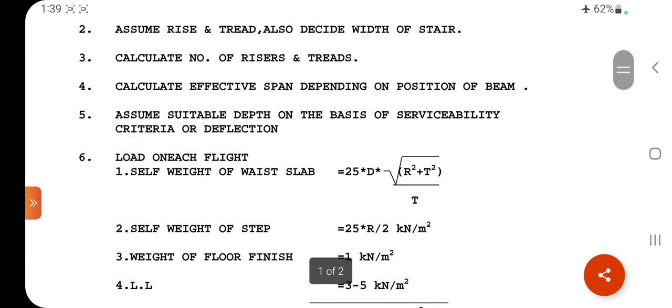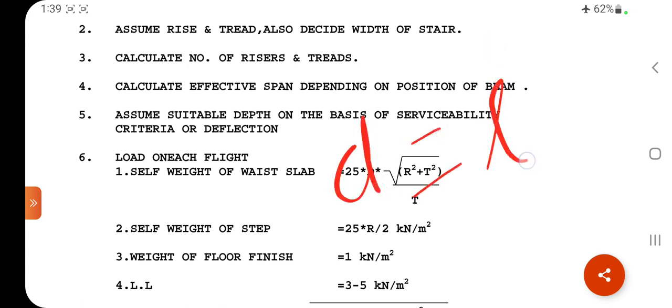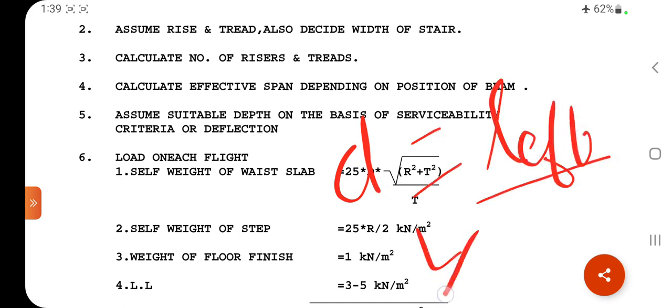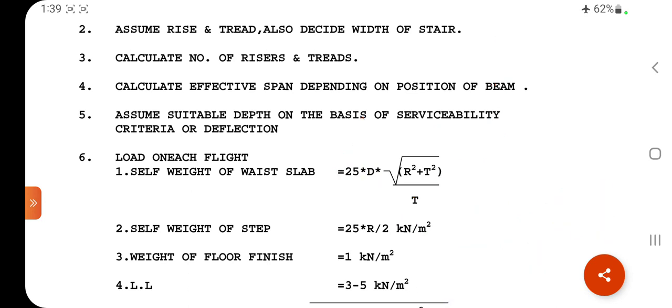Then after this effective span, which depends upon the position of the beam, we assume suitable depth on the basis of the serviceability criteria or the deflection, which is D equals L effective upon L by D basic into alpha 1.